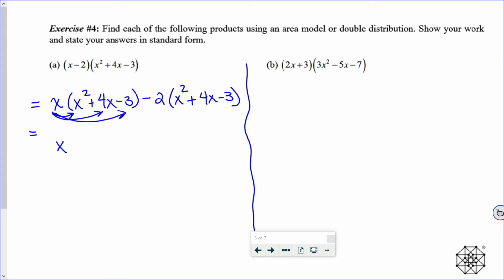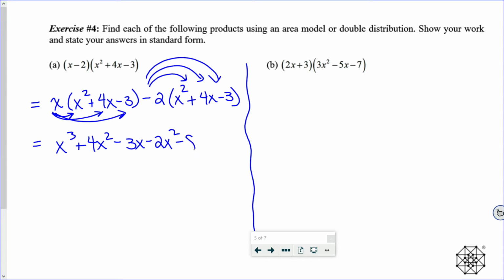So I'm going to distribute my x. x times x squared is x cubed. x times 4x is 4x squared, and x times -3 is -3x. Just be real careful. Now I want to think about multiplying through by -2. -2 times x squared is -2x squared. -2 times 4x is -8x. And watch out here, -2 times -3 is +6.